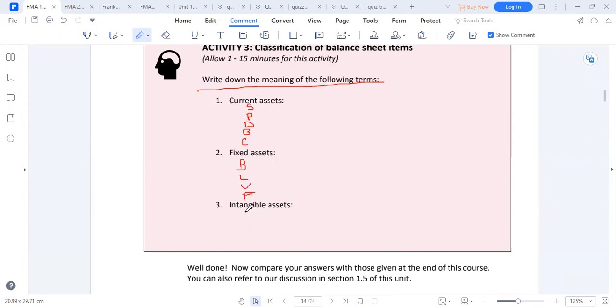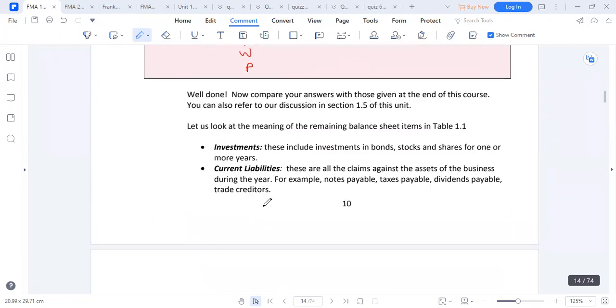Intangible assets, give me any three. Trade name, goodwill, and a patent. All right. So investments could include bonds, stocks, and shares from other companies for more than 1 year. Liabilities are claims of the business.